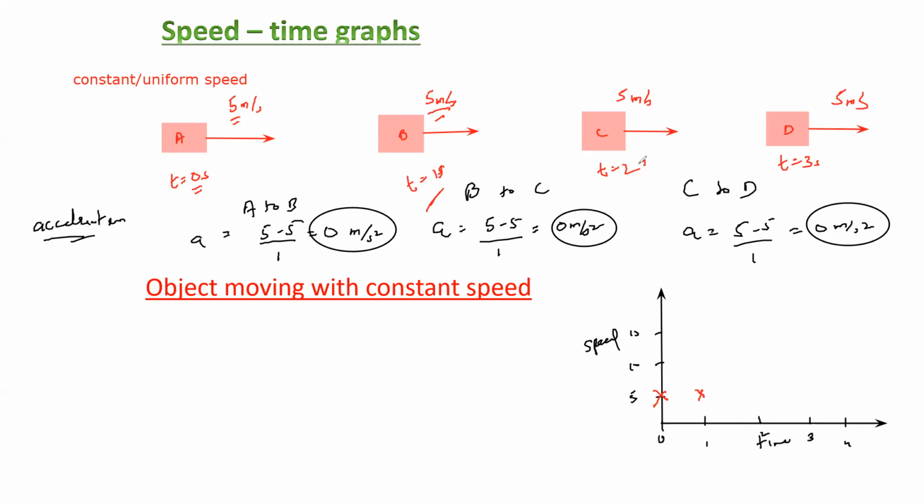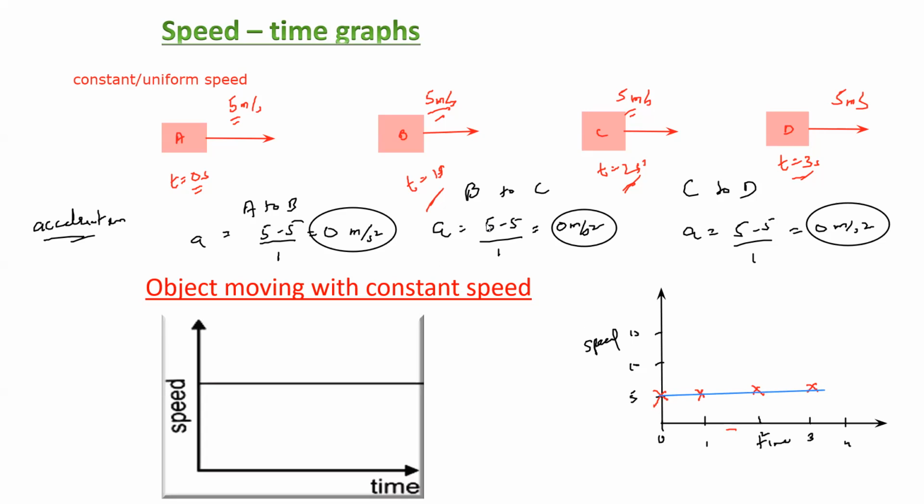Then at the 2 second interval, it is having a speed of 5. At 3 seconds, it is also having a speed of 5. So when we join these points, it will be a horizontal line. So whenever the object is moving with a constant or uniform speed, it will be a horizontal line. Is it clear? The second part.